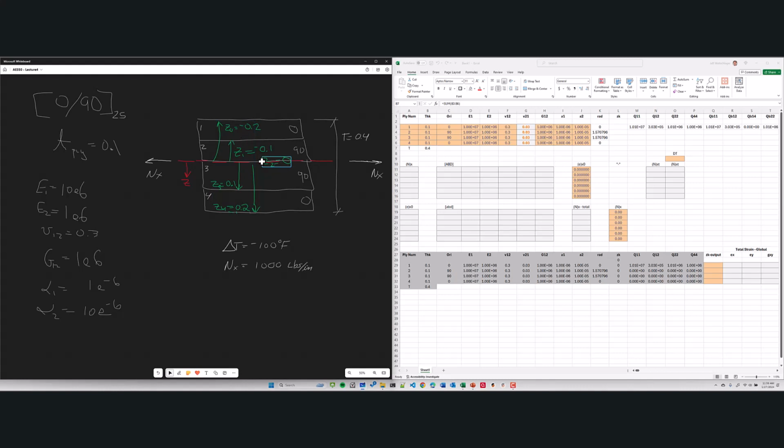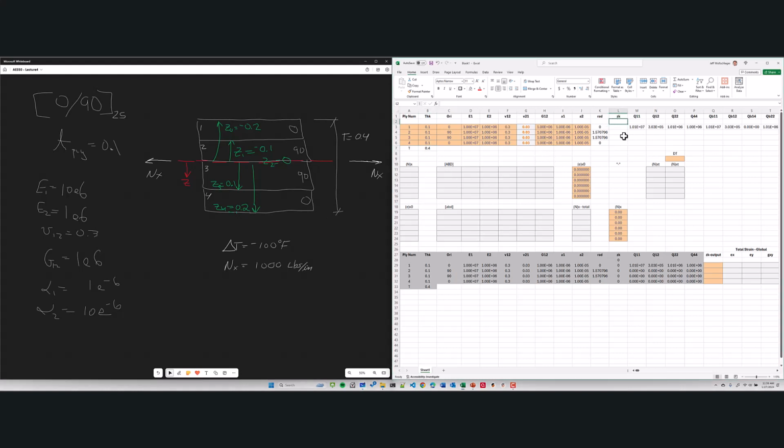And if I add a thickness again, I get to 0. That gives me my Z2. And then if I add a thickness again to get to Z3, I get 0.1. And then if I add a thickness again to get to Z4, I get 0.2. So that's all you have to do after that, you just keep adding the thicknesses of every ply. If they're not the same thickness, the algorithm still works. But it always starts out with a Z naught.